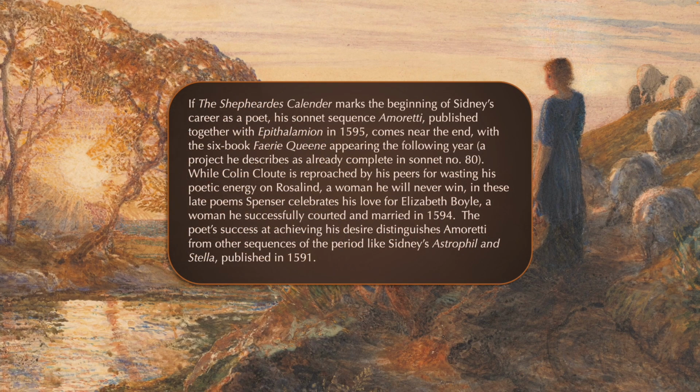So if the Shepheardes Calendar marks the beginning of Spenser's career as a poet, his sonnet sequence, Amoretti, published together with the marriage song Epithalamion in 1595, comes near the end of that career, with the sixth book of The Faerie Queene appearing the following year in 1596.